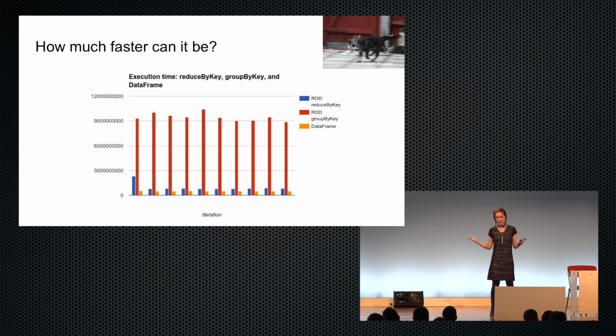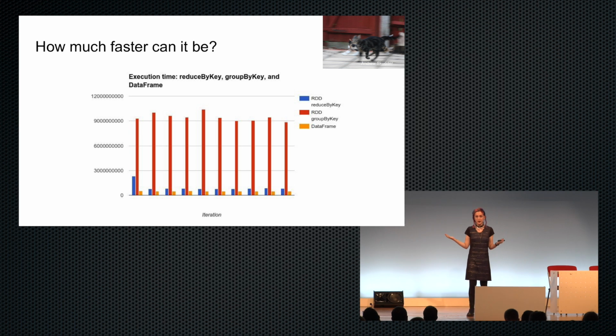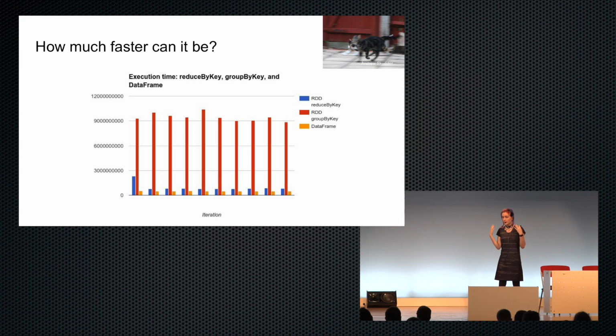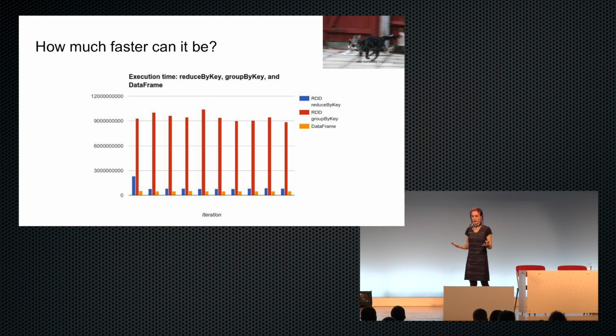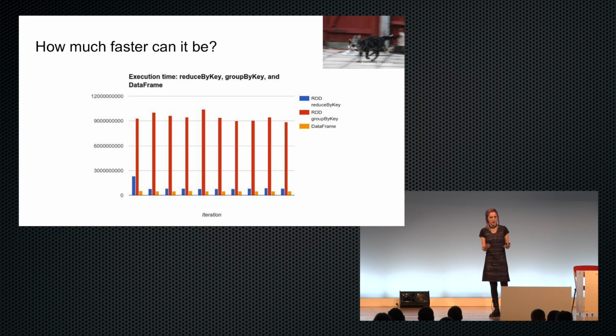And so how much faster can it be? It can be incredibly faster. If our baseline is groupByKey, pretty much everything is better than groupByKey, but that's like saying everything's better than a tire fire, so it's not a very high bar. But it's even better than reduceByKey, and reduceByKey is normally what we would replace a terribly written groupByKey piece of code with.